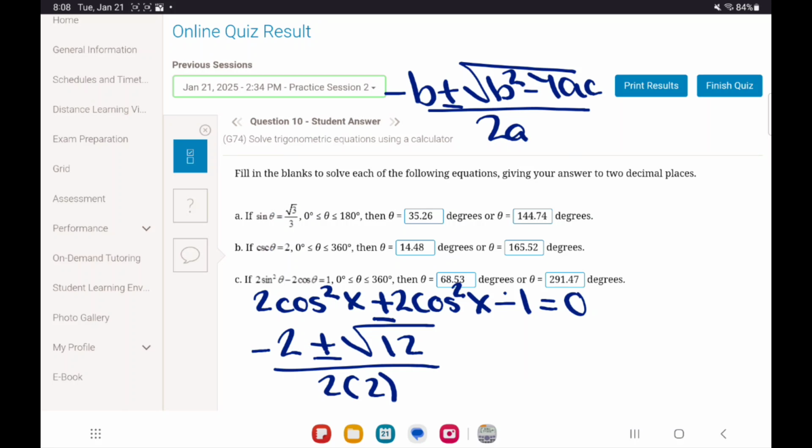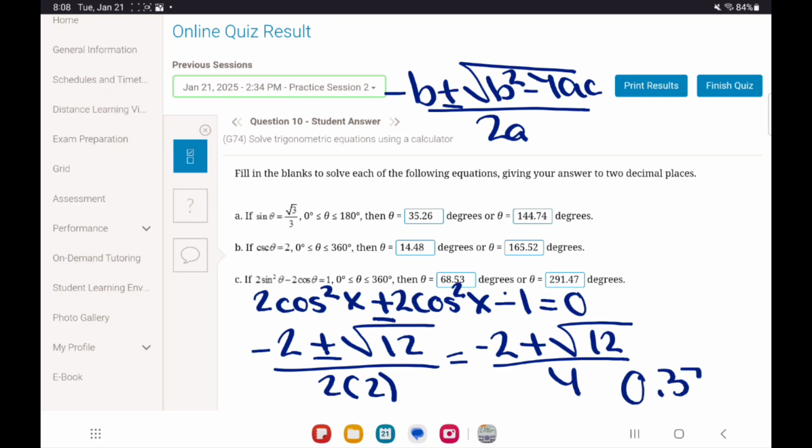The plus and minus is to find 2 roots. First let's start with the plus. So minus 2 plus radical 12 over 4. Do it on your calculator. You get 0.37. This is positive, it's greater than 0, so it might be one of our answers. Now let's try the negative.